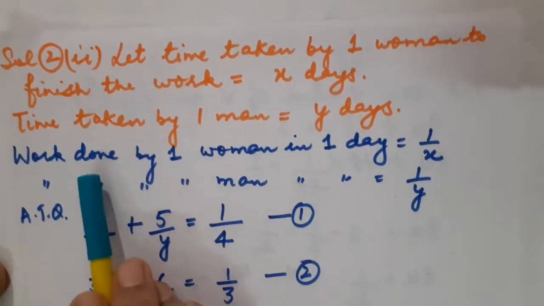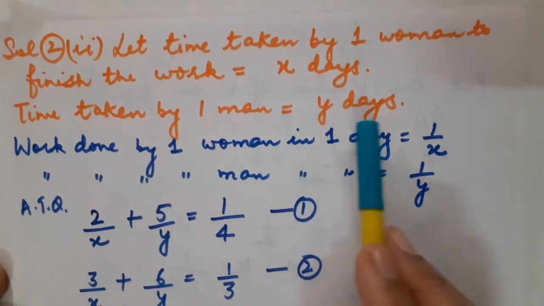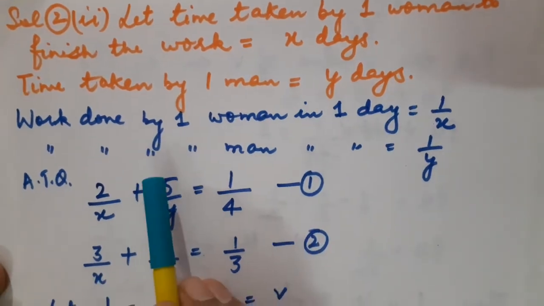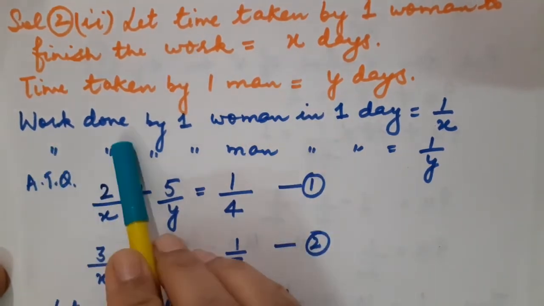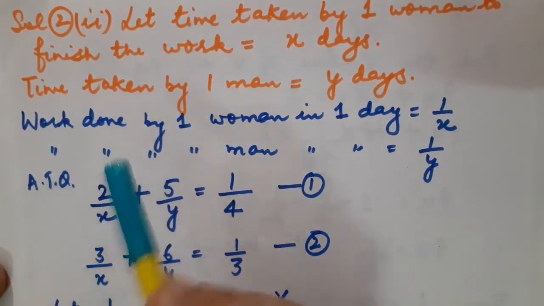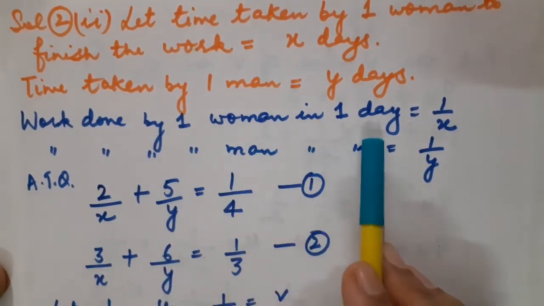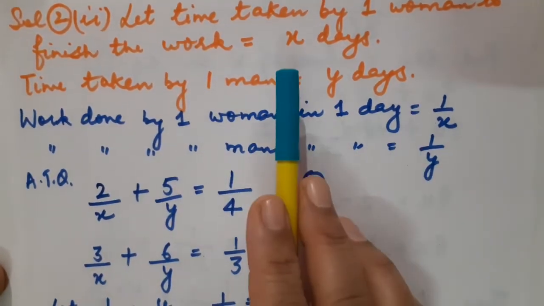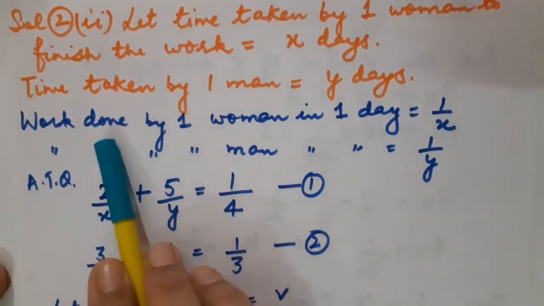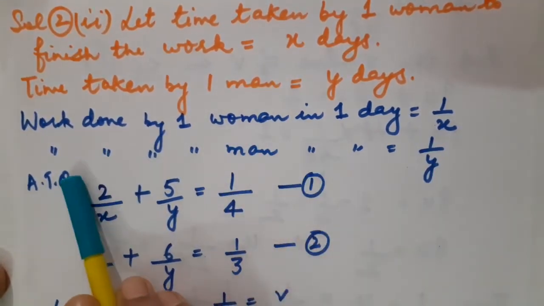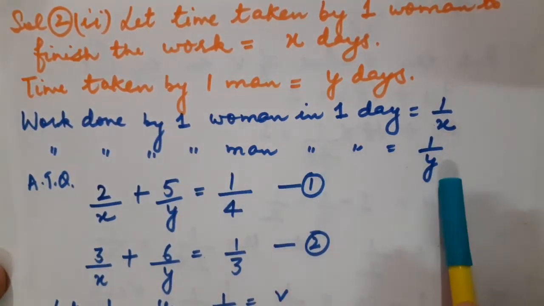Clear, children? Now, the time taken by one man is y days. I told you whatever time is taken by the person and whatever work is done by the person, they are reciprocal of each other. So work done by one woman in 1 day is equal to 1/x, because x were the days. So you have to take the reciprocal of the days to calculate the work done by one woman. In the same manner, work done by one man in 1 day is equal to 1/y.